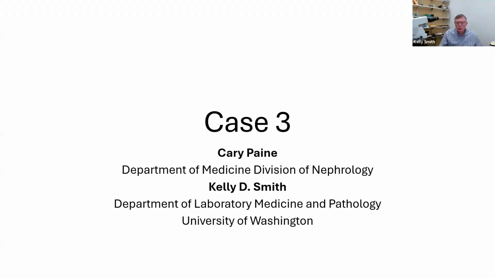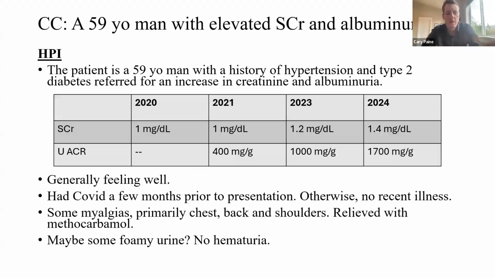All right. Good morning. So we can go quickly through the clinical stuff here and get to the good part. So this is a 59-year-old man who was referred to nephrology for an elevated serum creatinine and albuminuria. He has a history of hypertension and type 2 diabetes. And sort of the subtext of the question was, is this due to his diabetes or something else? Because it just seemed like perhaps it was something else.